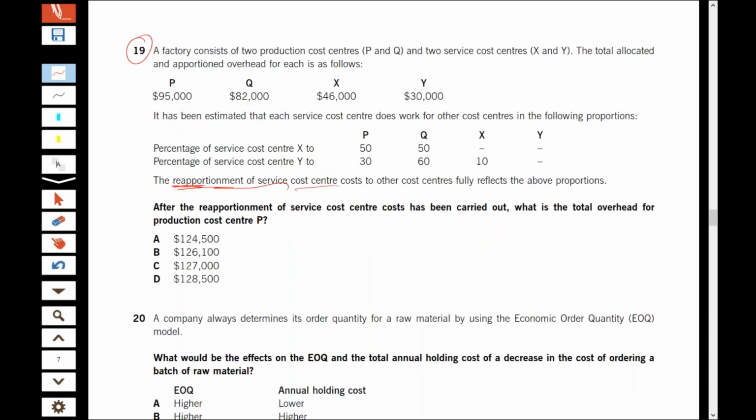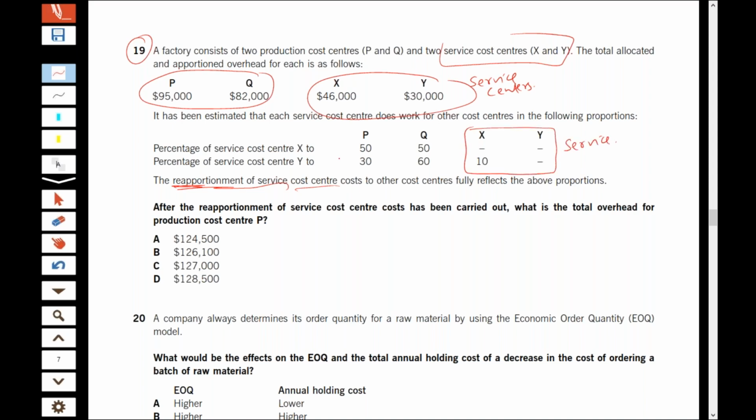Okay. So what's here? P and Q are the production centers and X and Y are the service centers. Now the question is saying that after the reapportionment of the service cost center has been carried out, what is the total overhead for production center P? See that P includes percentage cost center X to 50% and Y to 30%. And this is specifically the 50,000.